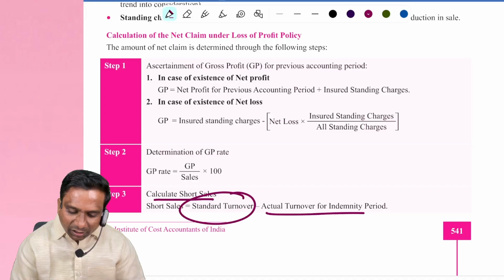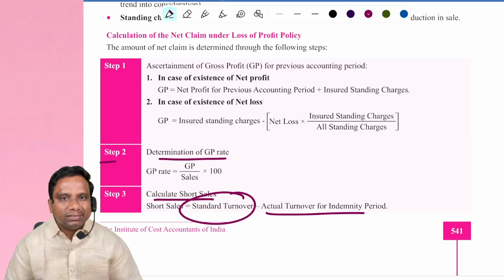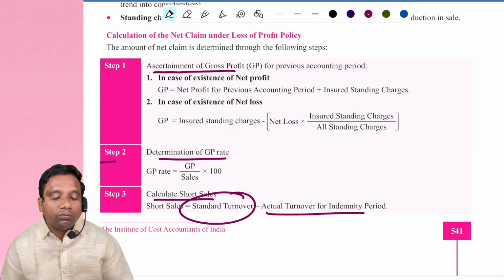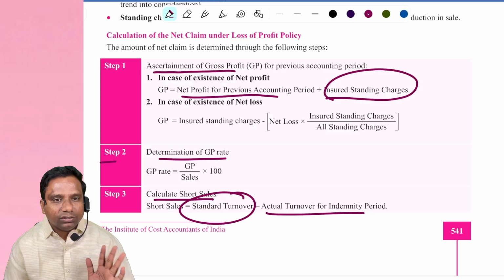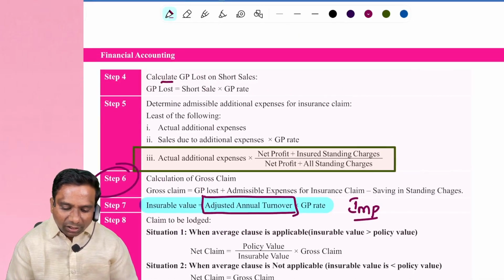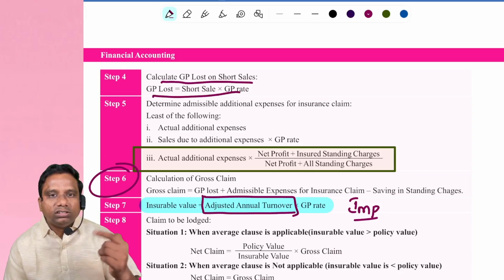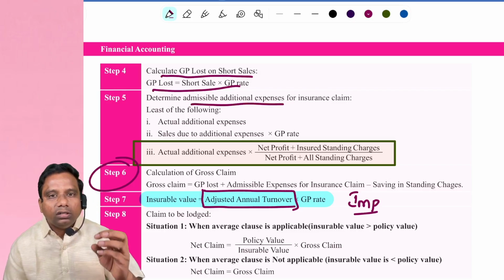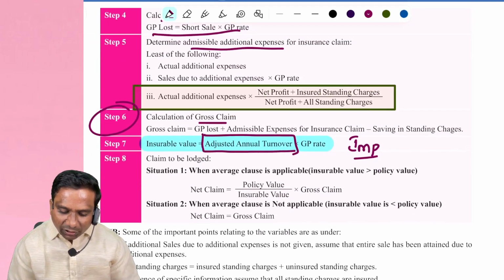Next, we have calculated the second step, determination of GP rate: GP by sales. Next, ascertainment of gross profit. How do we calculate gross profit? Tell me. Net profit for the previous year plus insured standing charges. Next, we calculated GP lost on short sales. So GP lost is equal to short sales into GP rate. Next, we have calculated admissible additional expenses, least of the following. Next, we have calculated gross claim.